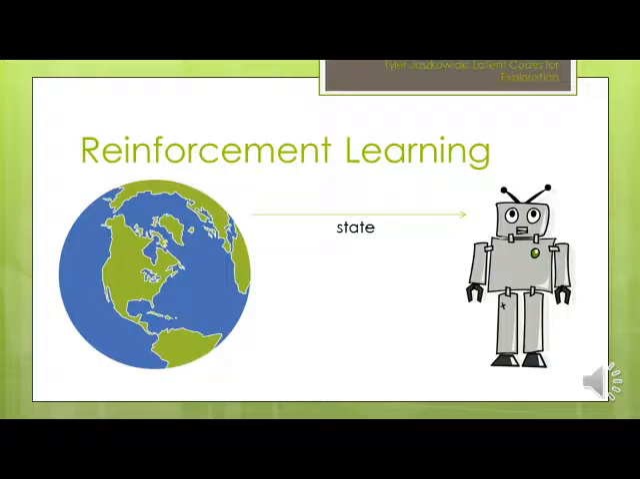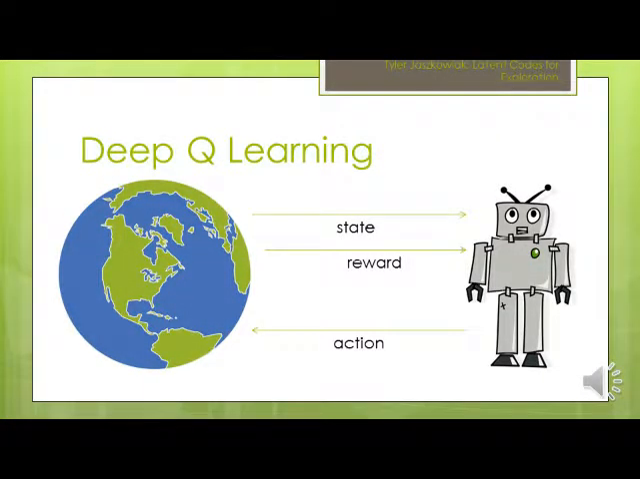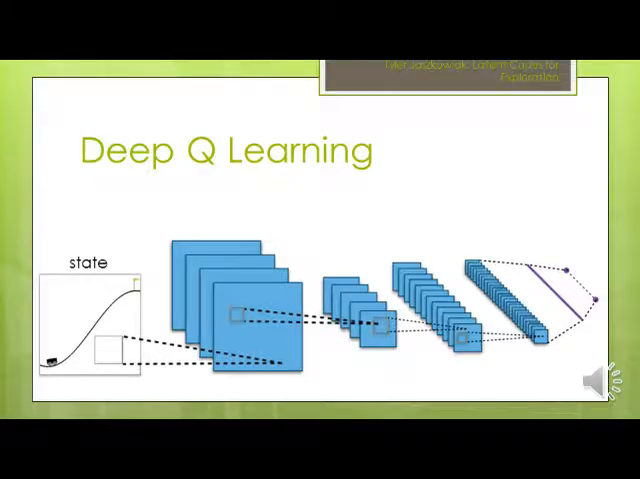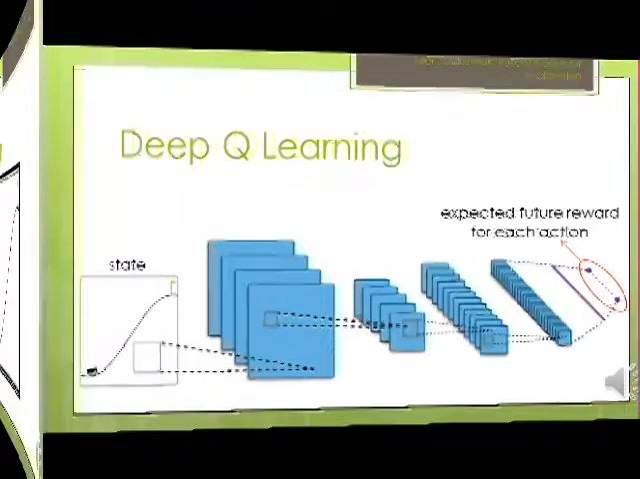At each time step, the agent receives a state description from the world and picks an action to take. Based on this action, the environment gives the agent a reward and a next state. The agent is tasked with learning the relationship between state-action pairs and the reward it can expect to receive in the future. In deep Q learning, the state is represented only by pixels on the screen. The agent uses a convolutional neural network called a deep Q network to estimate the expected future reward of taking each action in a given state.